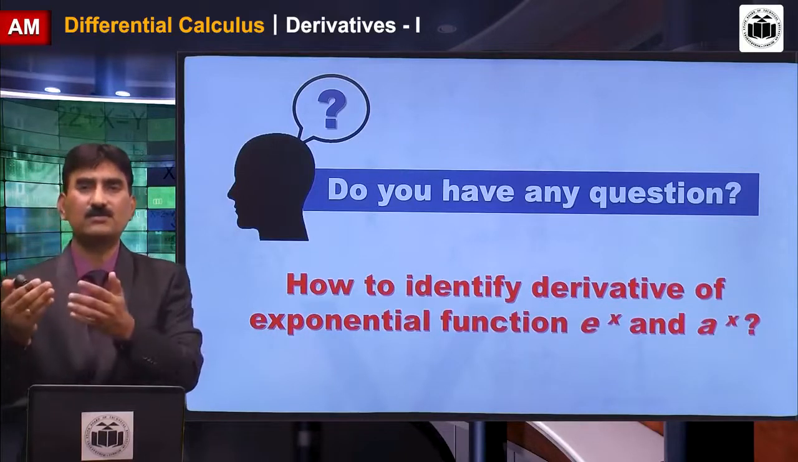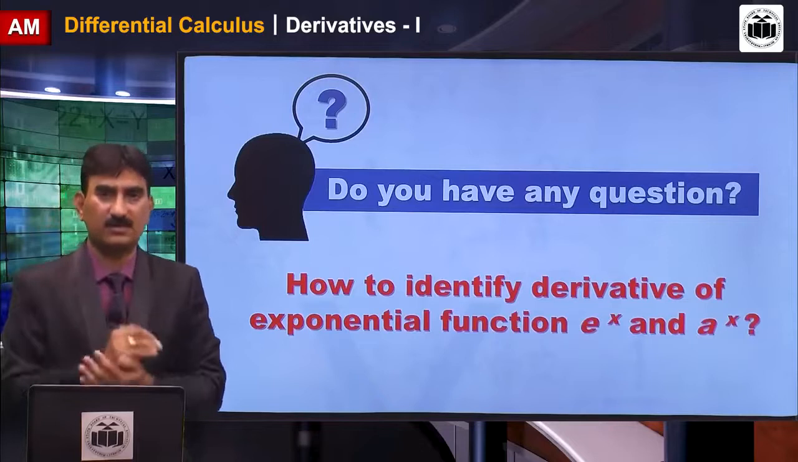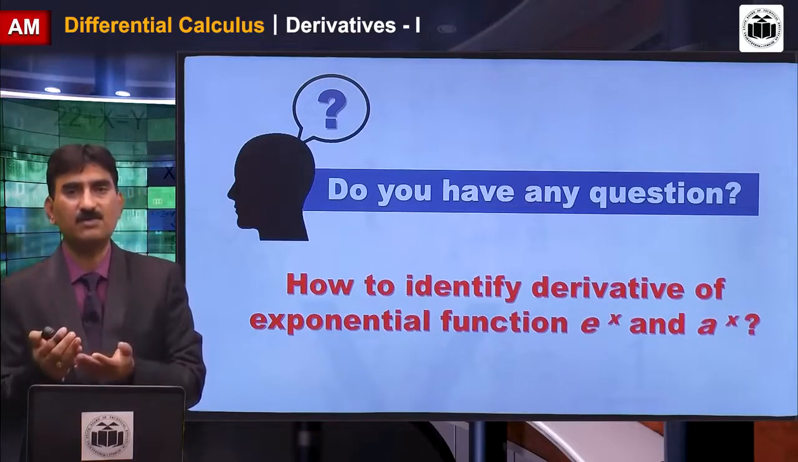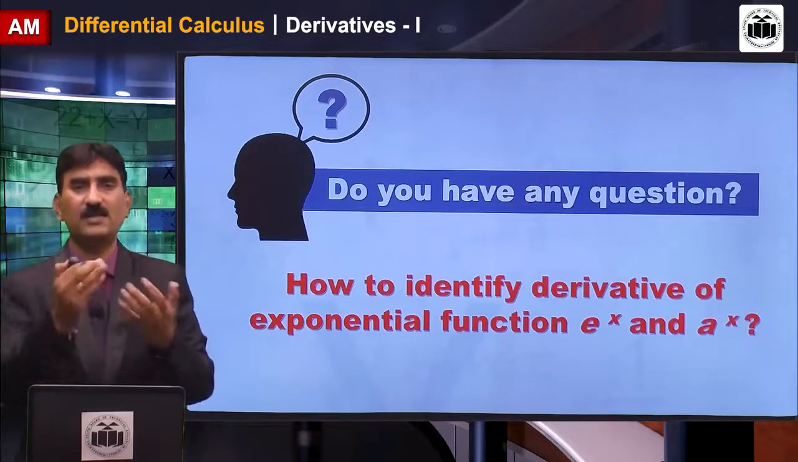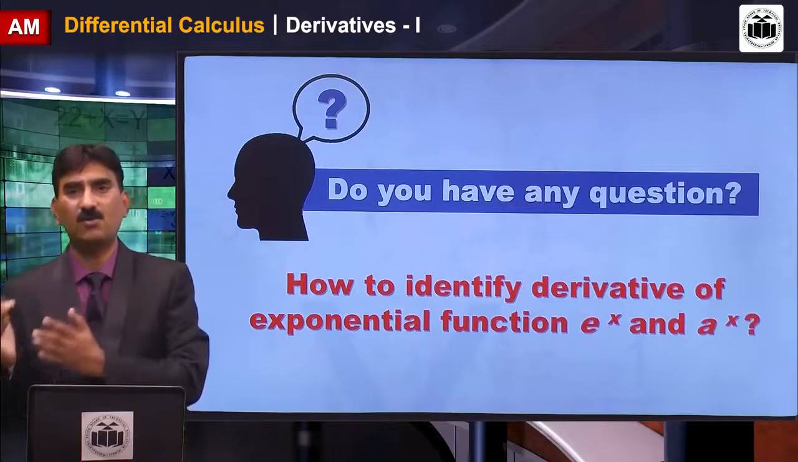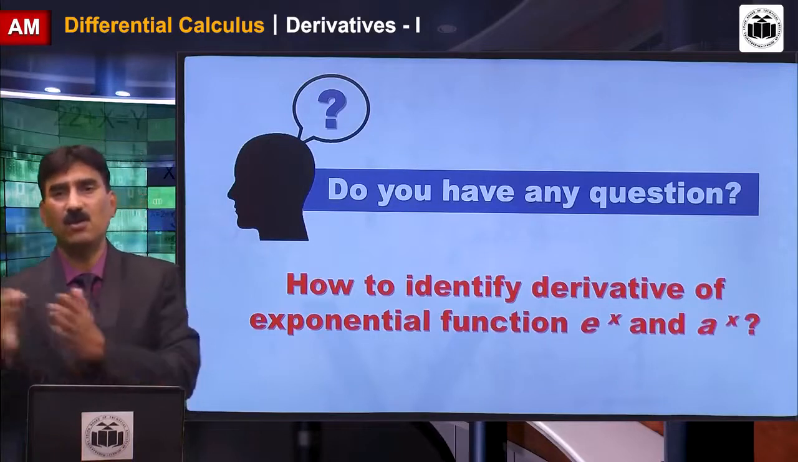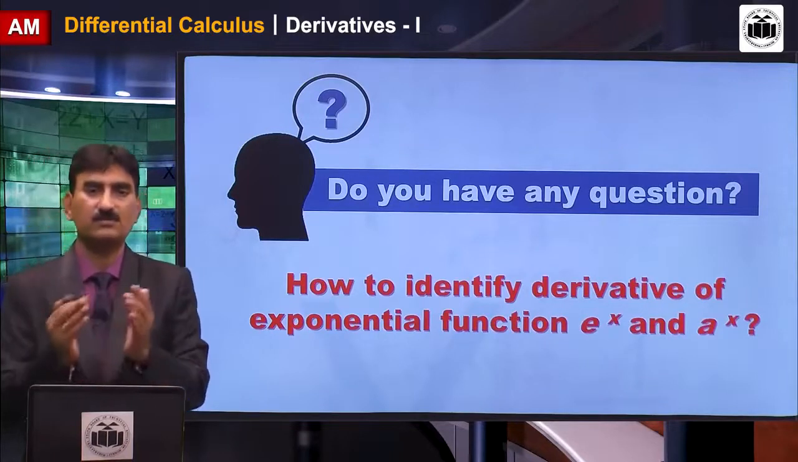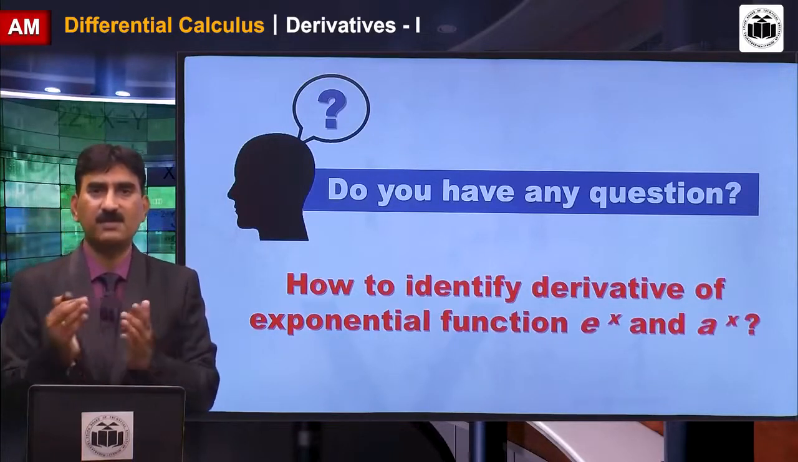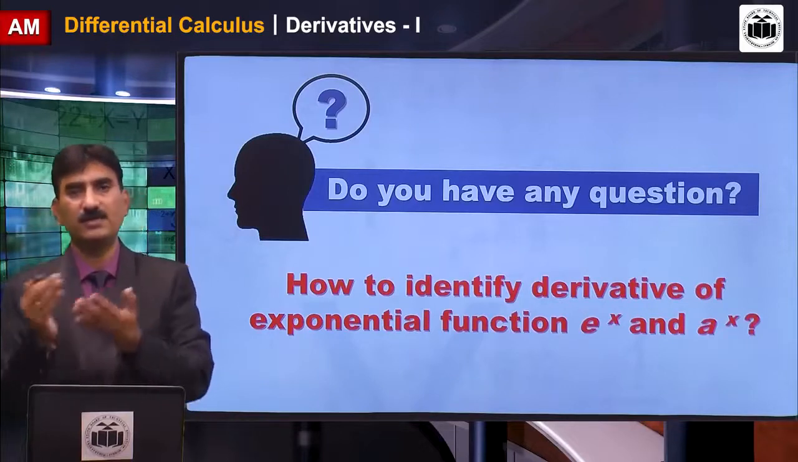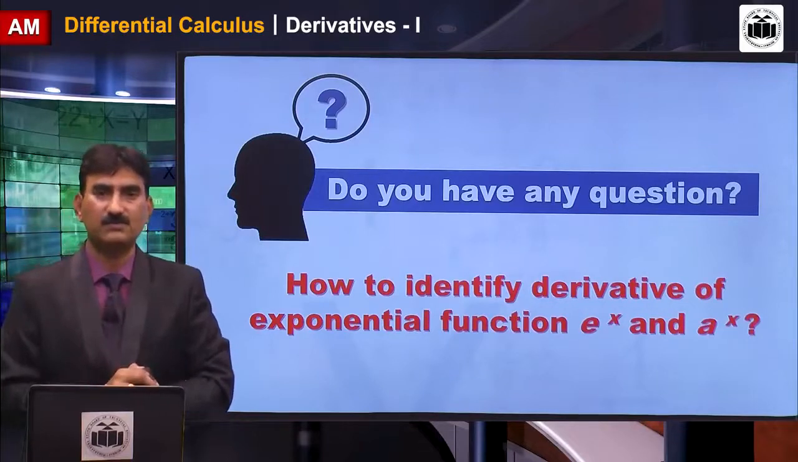So a raised to x, just like 5 raised to x. The derivative of 5 raised to x is 5 raised to x into log 5. 10 raised to x, 10 raised to x into log of 10. 15 raised to x, 15 raised to x into log 15. So do you understand the difference in the derivative of e raised to x and a raised to x? Okay, thank you very much.